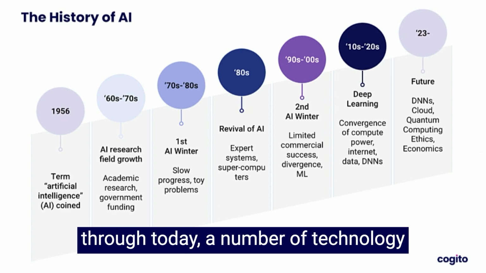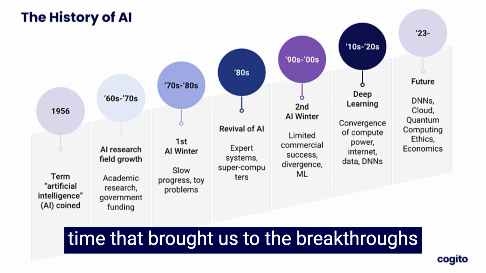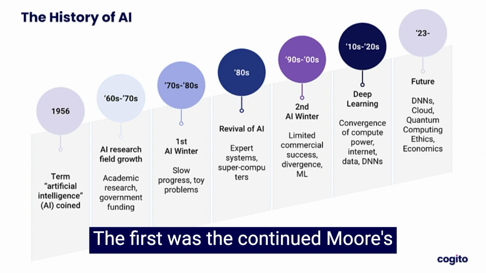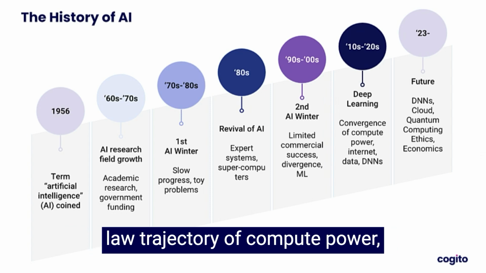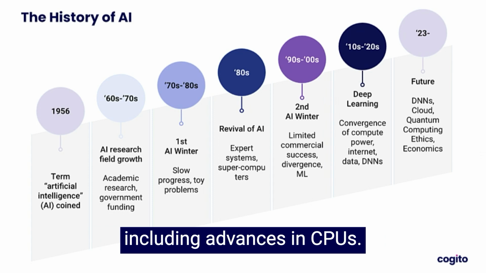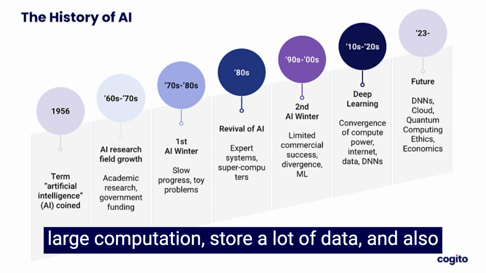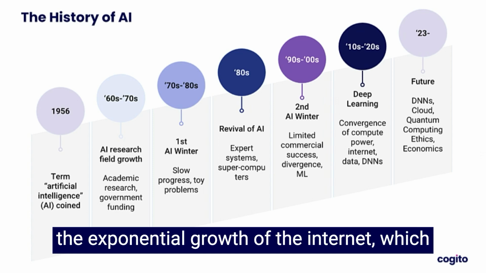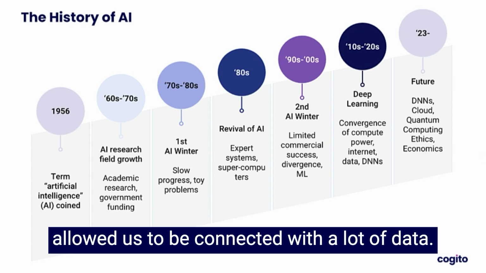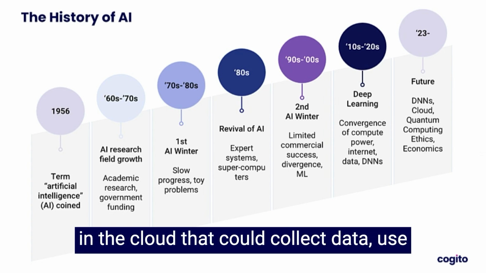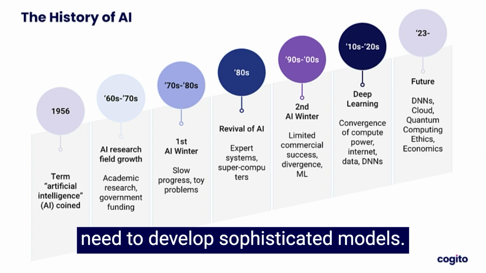A number of technology advances were happening at the same time that brought us to the breakthroughs that we're benefiting from today. The first was the continued Moore's law trajectory of compute power, including advances in CPUs, GPUs, memory, and storage that allowed us to do large computations and store a lot of data, and also the exponential growth of the internet, which allowed us to be connected with a lot of data. So all of those things together allowed us to build large computational systems in the cloud that could collect data, use data, and do the computing that you need to develop sophisticated models.